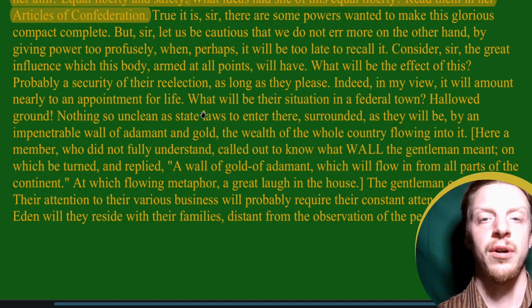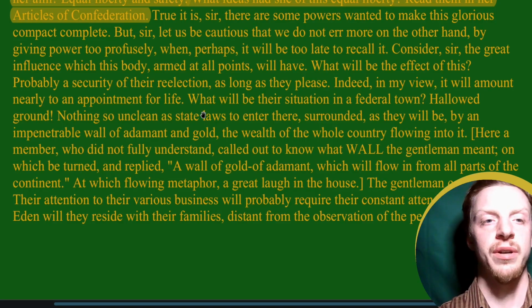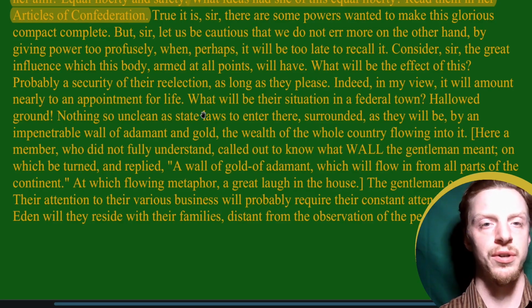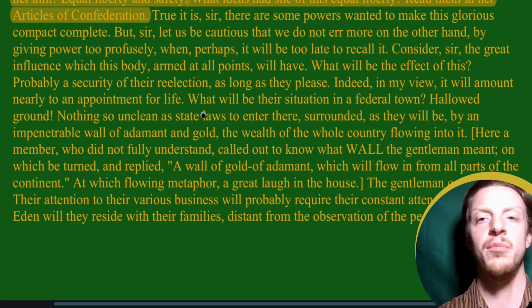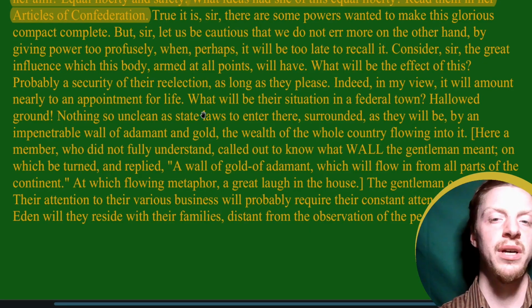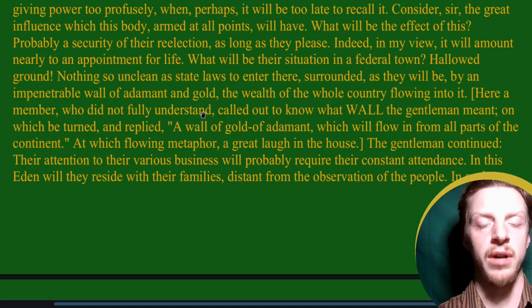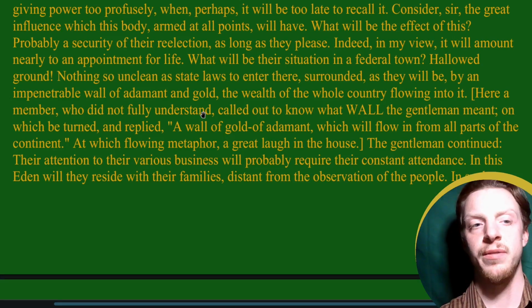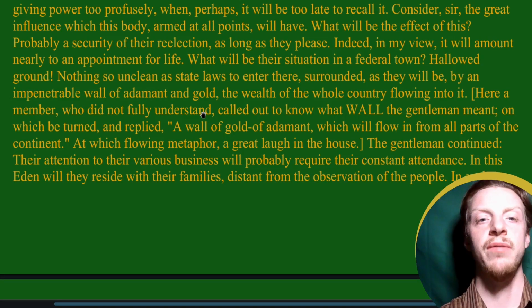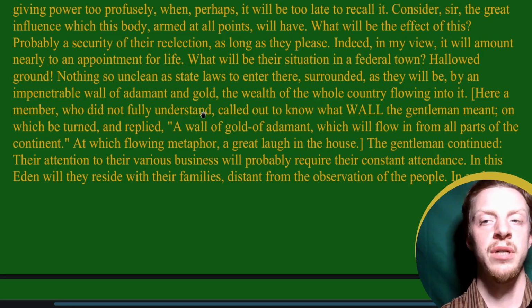True it is, sir, there are some powers wanted to make this glorious compact complete. But, sir, let us be cautious that we do not err more on the other hand by giving power too profusely when perhaps it will be too late to recall it. Consider, sir, the great influence which this body, armed at all points, will have. What will be the effect of this? Probably a security of their re-election as long as they please. Indeed, in my view, it will amount nearly to an appointment for life.